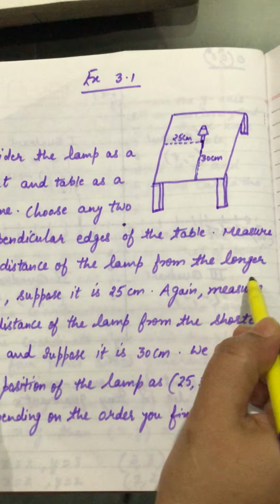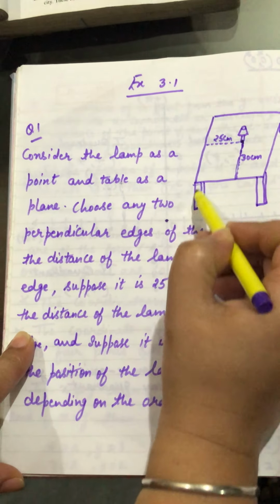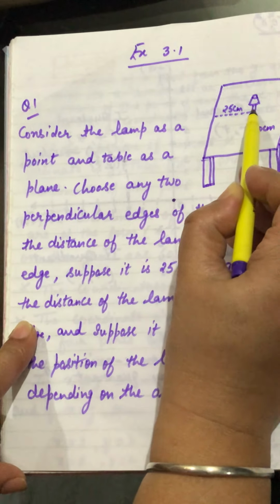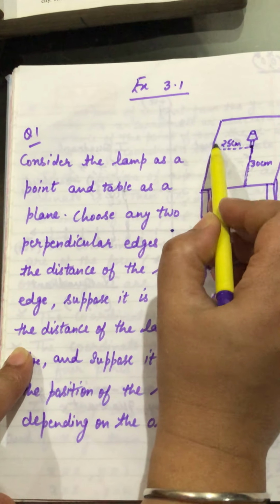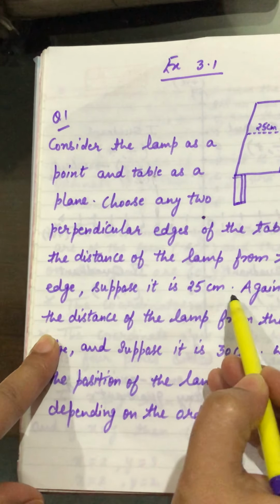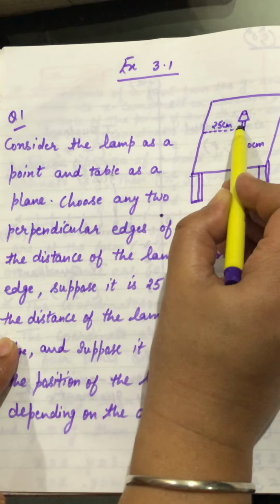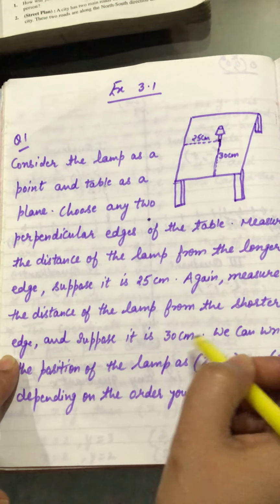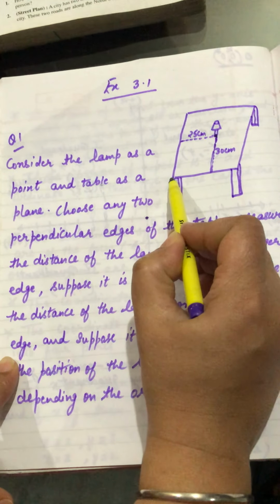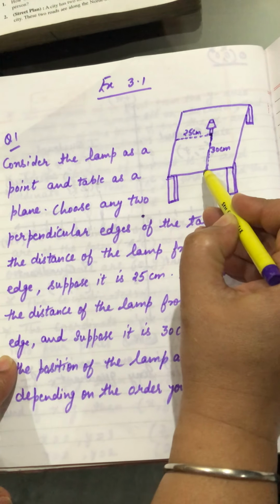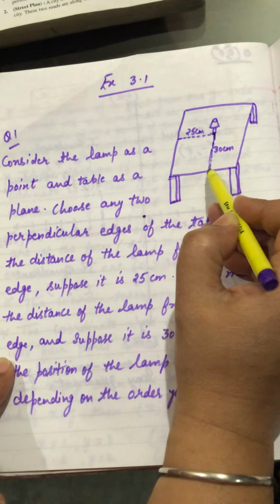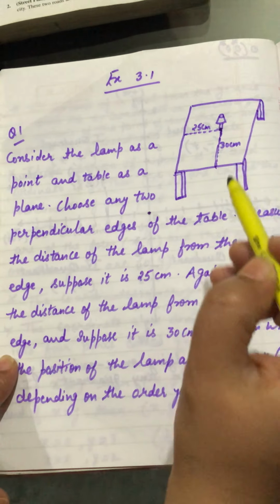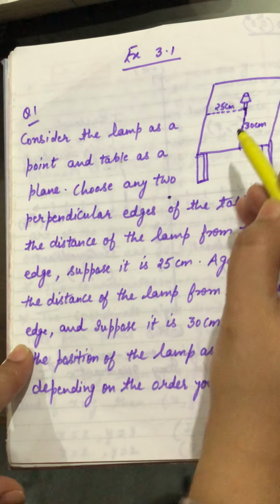Measure the distance of length from the longer edge. So this is the longer edge. First of all, I'll measure the distance of this point from this left edge. Suppose this distance is 25 centimeter. Now again measure the distance of the lamp from the shorter edge. Now this is the shorter edge, the bottom line is the shorter edge. So again we'll measure the length from the shorter edge to the point, and suppose it is 30 centimeter.